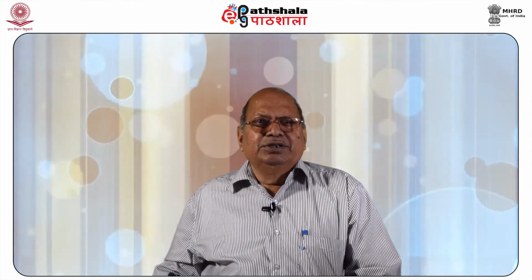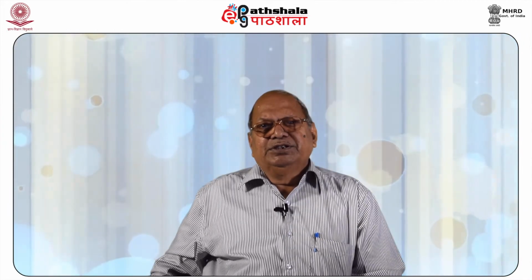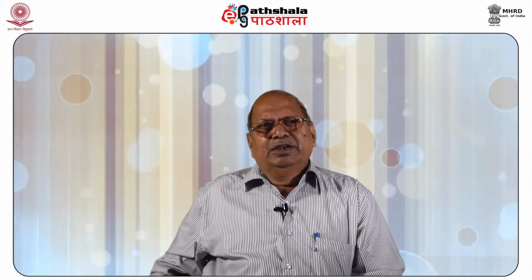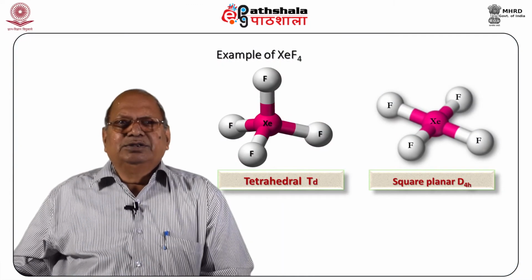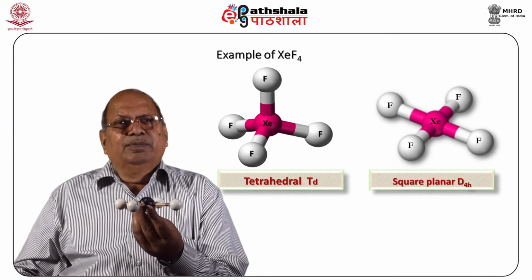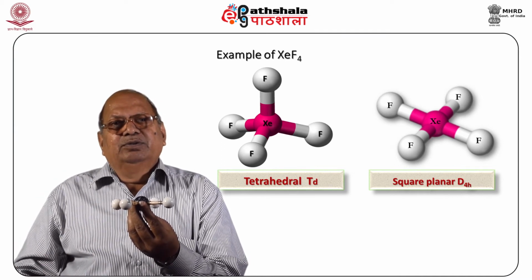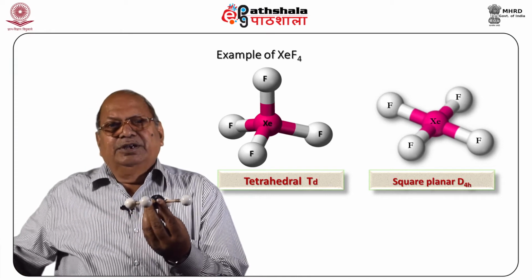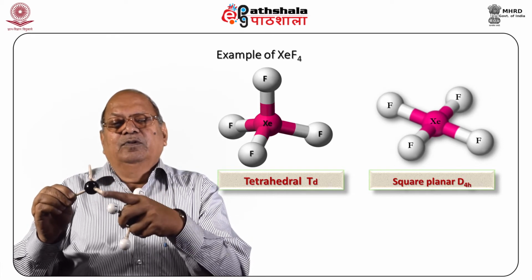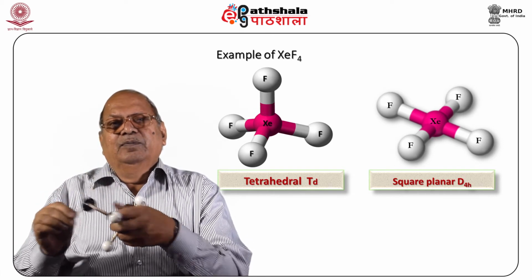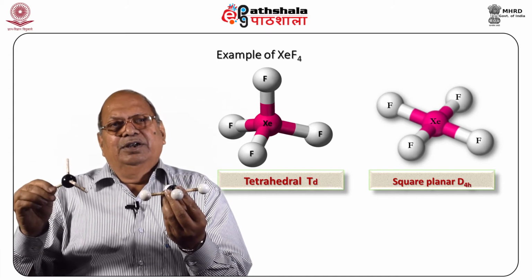Next, let us take the example of xenon tetrafluoride. Based on VSEPR theory, we can assign the geometry to this molecule as shown in the figure. That is, it can be a square planar, with all 4 fluorines in a plane, or it can be a tetrahedron like this, with fluorine, fluorine, fluorine and fluorine. So we can have these 2 types, square planar or tetrahedral.